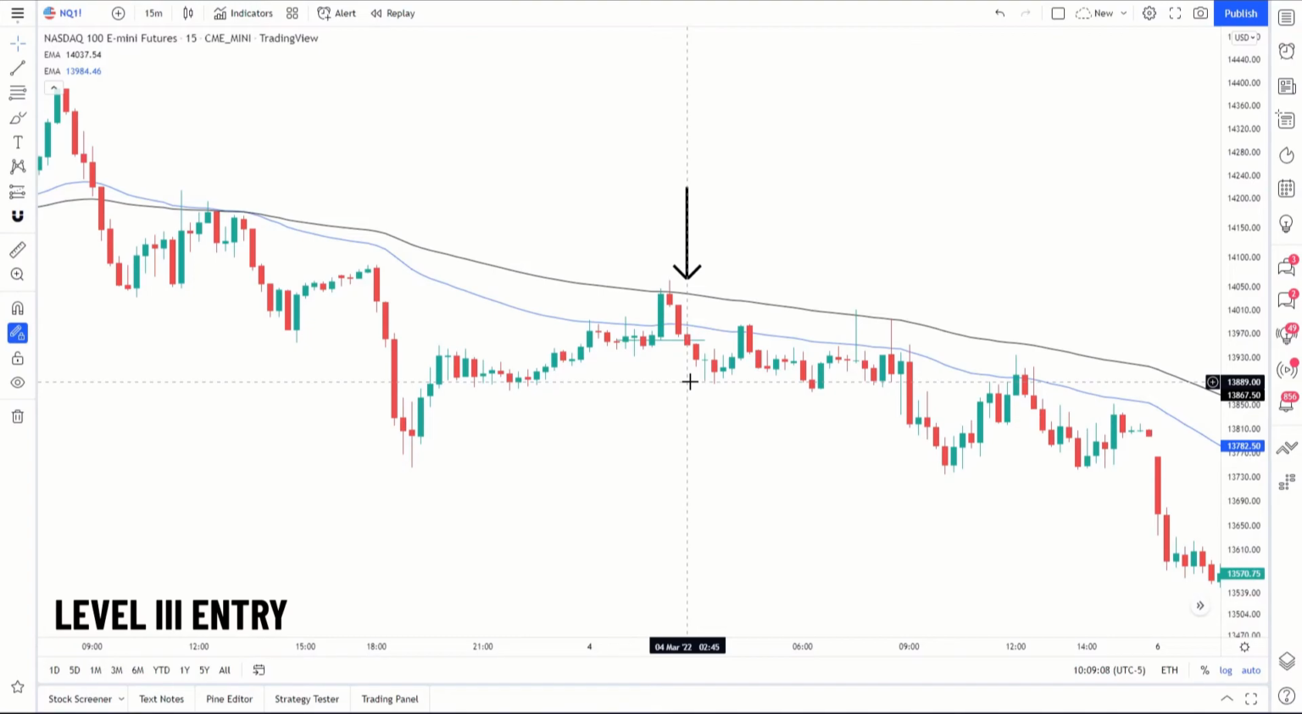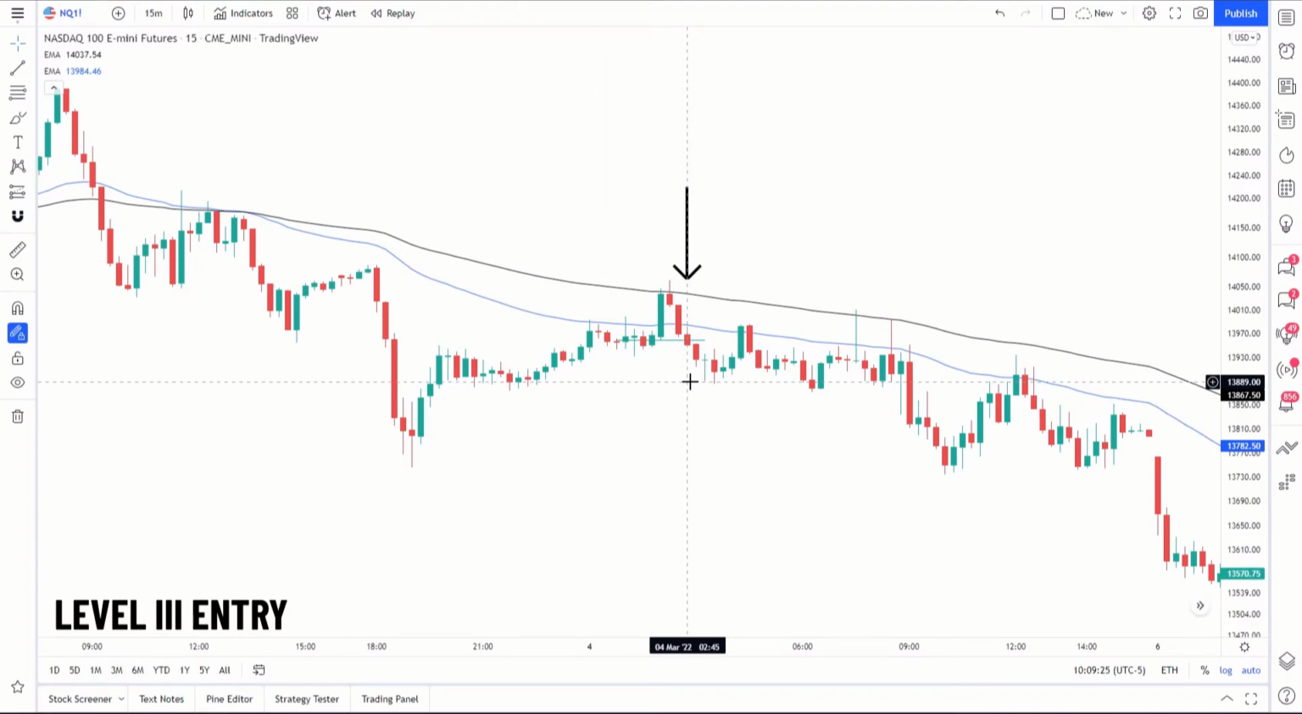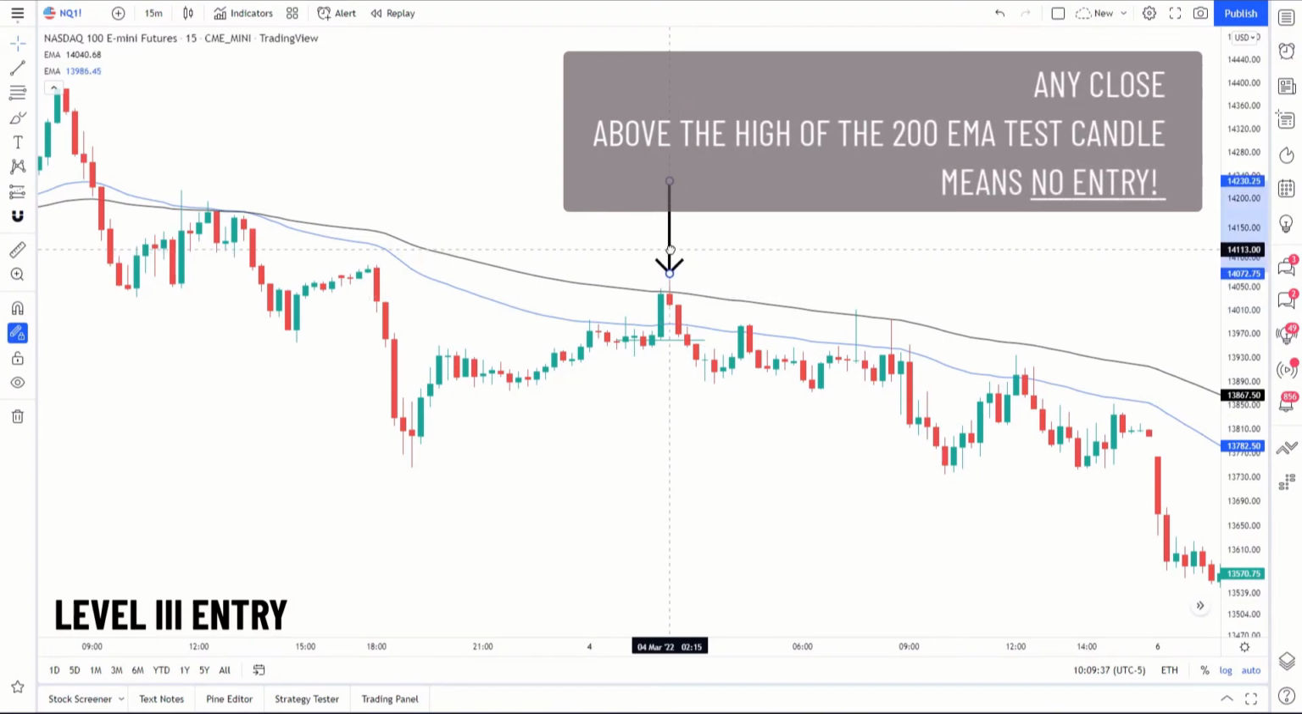A few things that we need to keep in mind when trading the level 3 entry. Because this is a much deeper pullback than just testing the 100 moving average, we need to keep in mind that at any moment the trend could actually reverse, and in this case could turn bullish. That's why with the level 3 entry, we do not want to see the price make higher highs past the candle that entered the zone and touched the 200 moving average. In this case, we make an exception on the next candle, which is this one, because there's no close above the high of that candle that originally tested our 200 moving average.